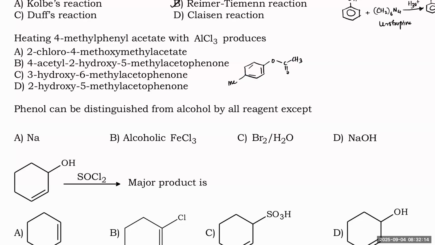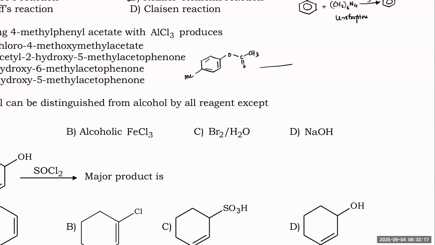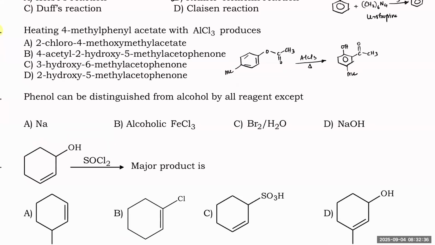Now, once that is there, this on heating is a Fries rearrangement in the presence of AlCl3. In Fries rearrangement, we learned that first we will get this as OH, and at this ortho position, you will get C double bond O CH3, and here we have methyl. Clear, beta? Now, what is this one? This much is called aceto, and the rest is called phenone. So the name is acetophenone.